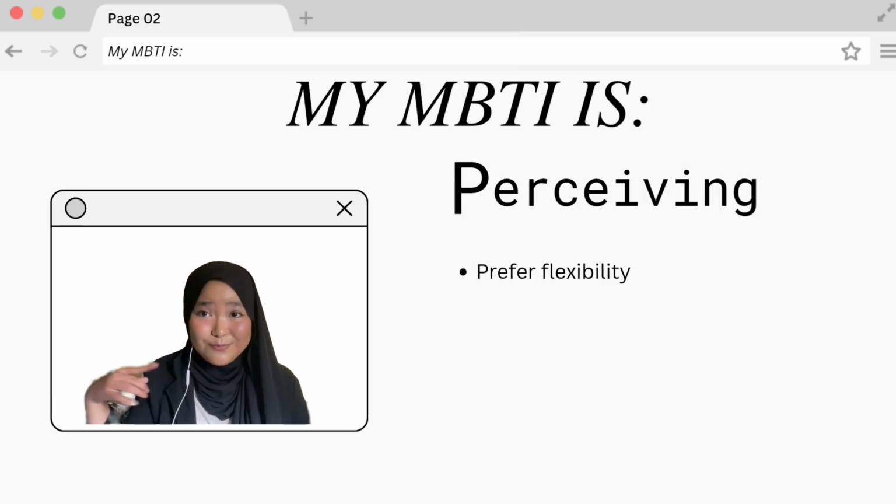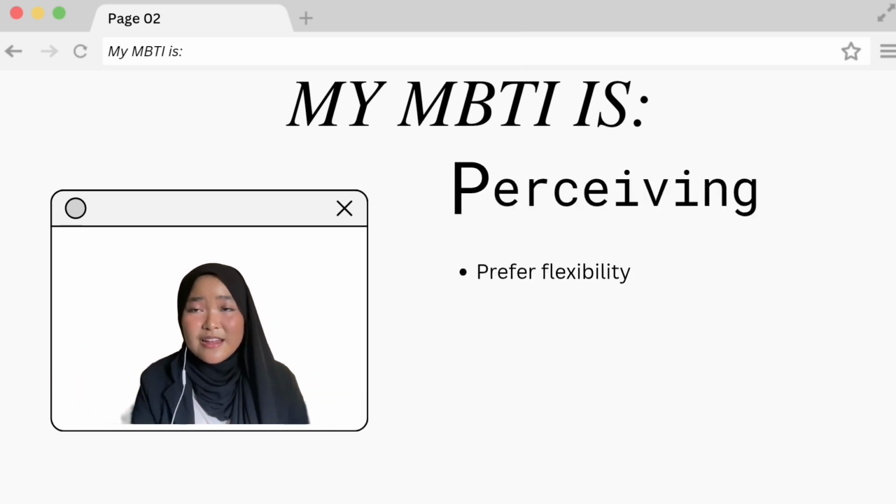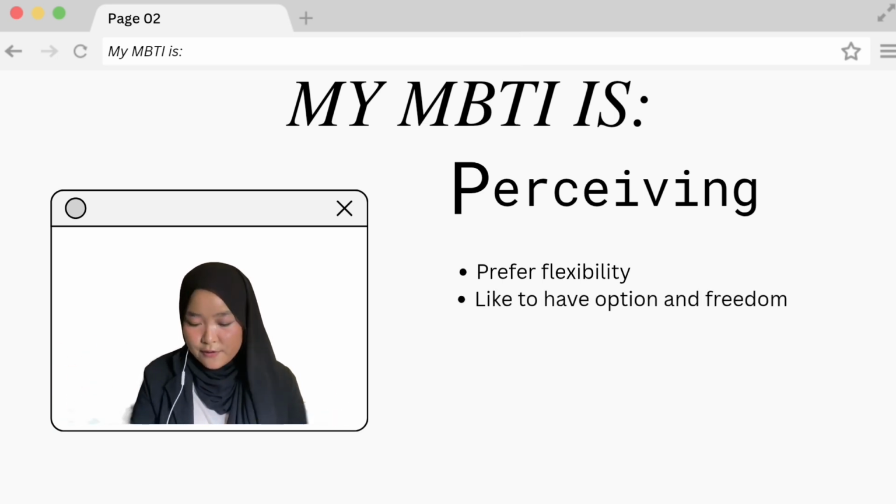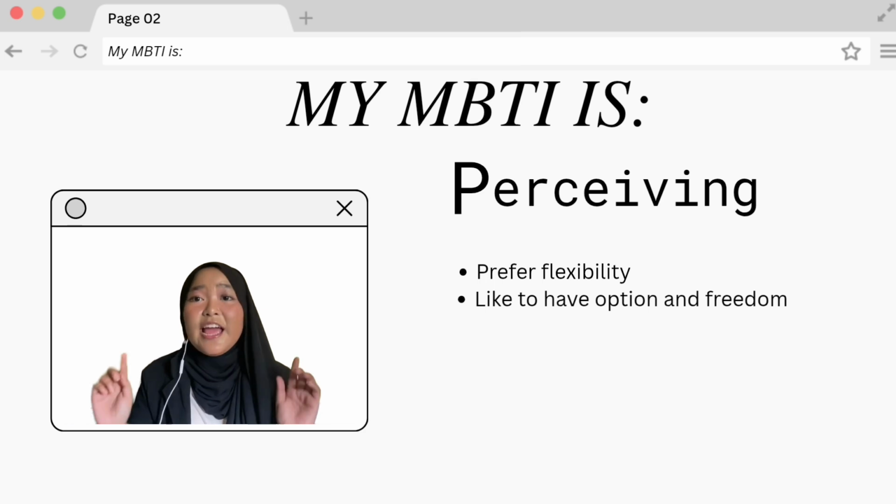Lastly, perceiving. Perceiving means I prefer flexibility. I like having options and freedom in my learning process rather than following a very strict schedule.